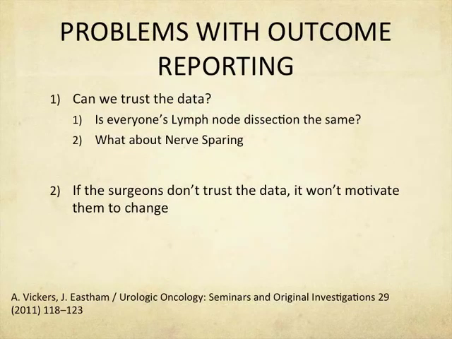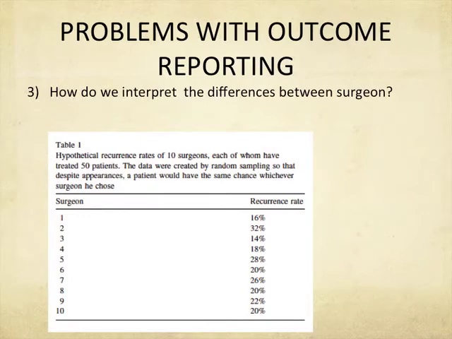A lot of surgeons are going to think, can we trust this data? Is one person's lymph node dissection the same as another? Is one person's nerve sparing the same as another? And this is one of the issues that has come up as to whether they can trust the data. And if a surgeon can't trust the data, they're not likely to adopt it, and it's not going to motivate change. One of the other issues is, how do we then interpret these differences?